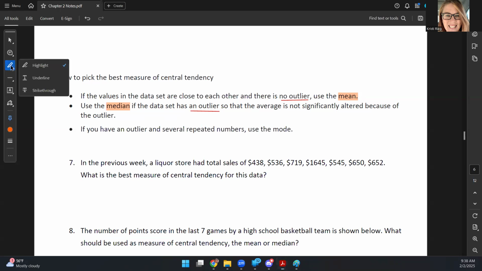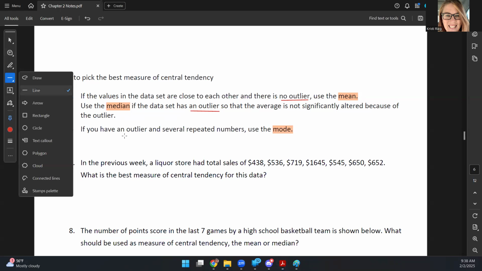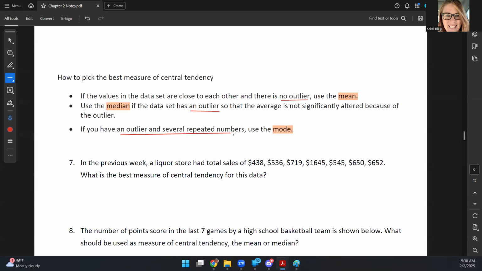And then rarely will we do this one, but we will use the mode if we have an outlier and, more importantly, several repeated numbers. That's when we would use the mode because the mode is talking about the repeated numbers.